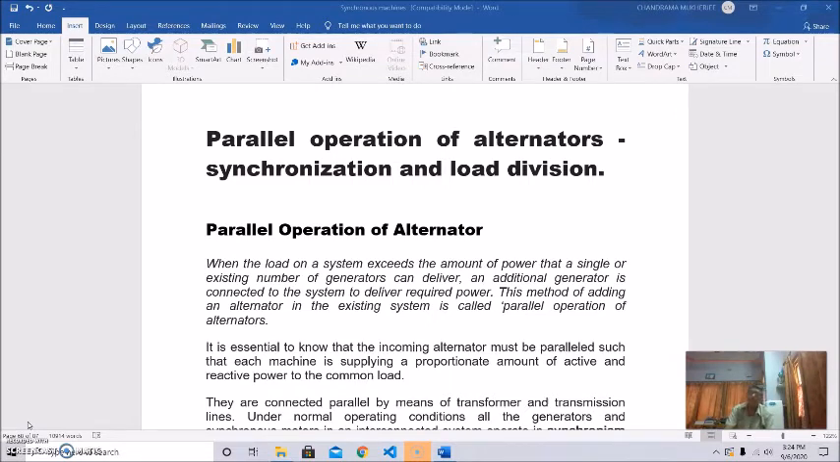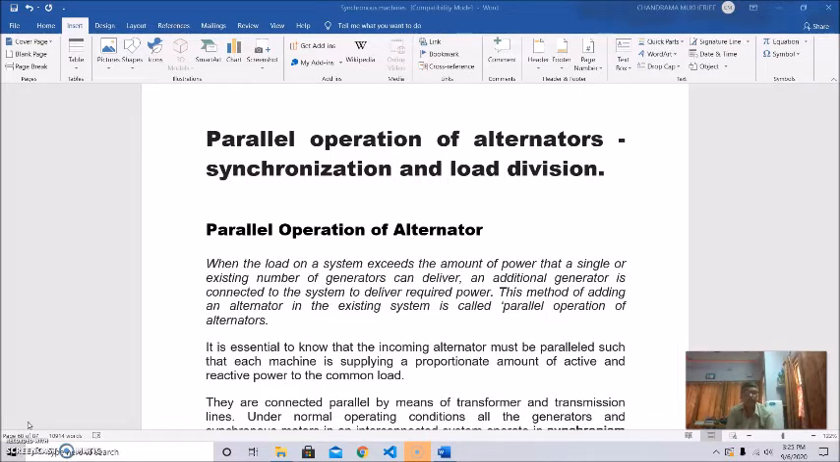So why parallel operation, and what is meant by parallel operation? After studying this topic, you will be able to know what the basic requirement for parallel operation is, when parallel operation is required, how alternators are synchronized and take part in parallel operation, and how the loads are divided among themselves. So that is the basic objective of this learning.